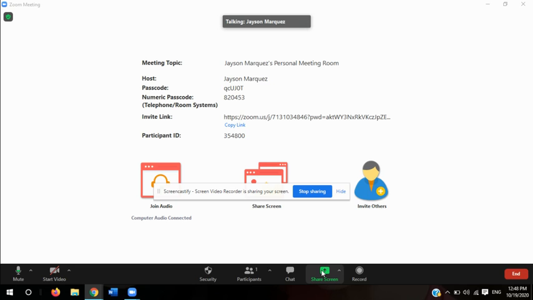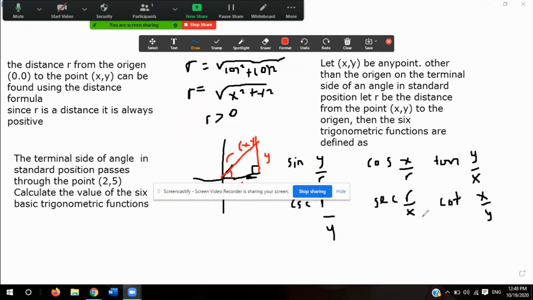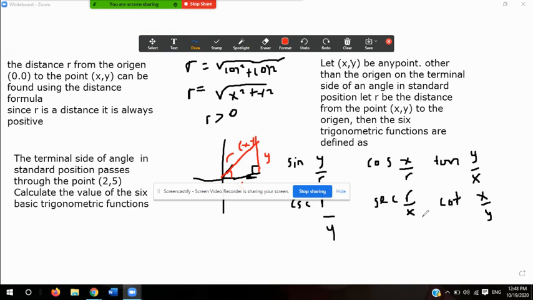And today, the topic that we're going to see in today's class is trigonometric functions in the Cartesian plane. Now, before we get into the examples, which are really not that complicated, let's go over a little bit of the theory.